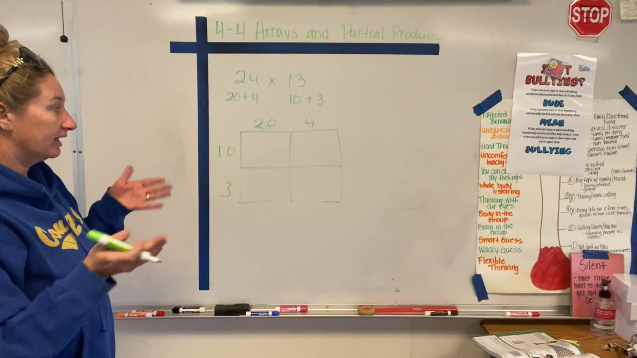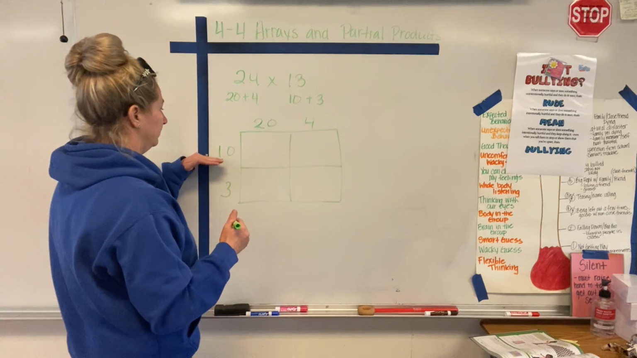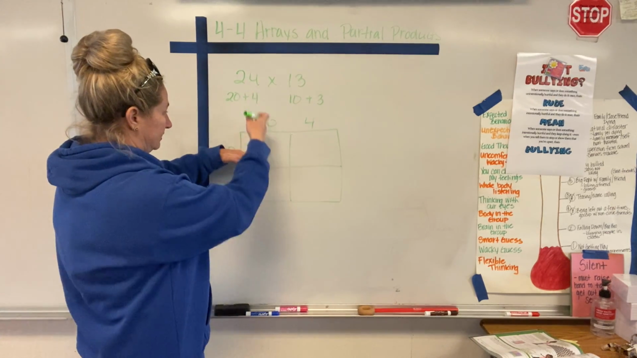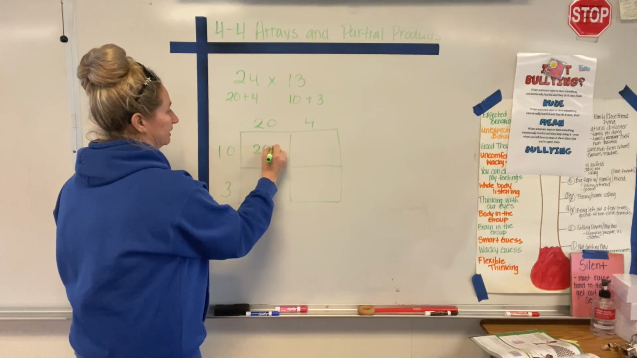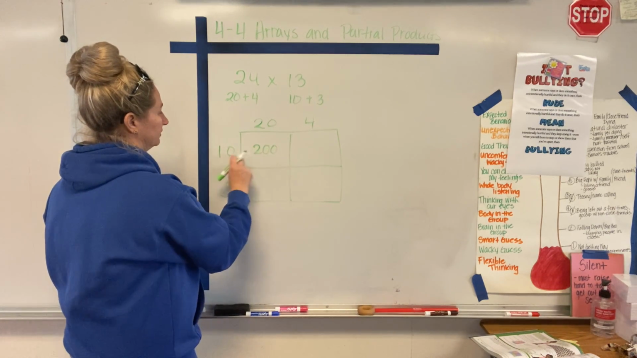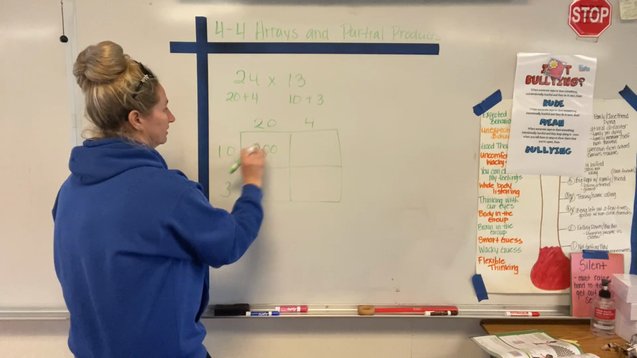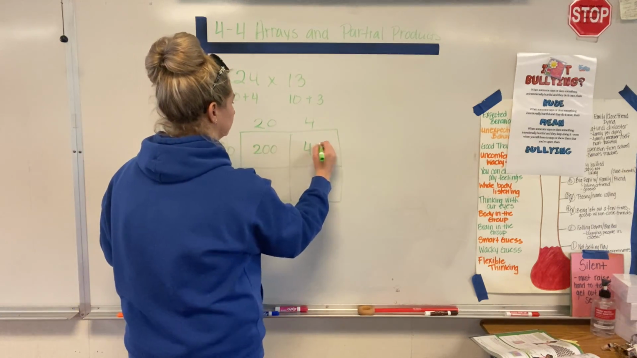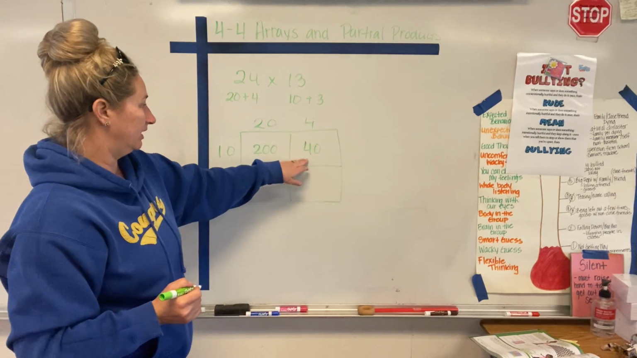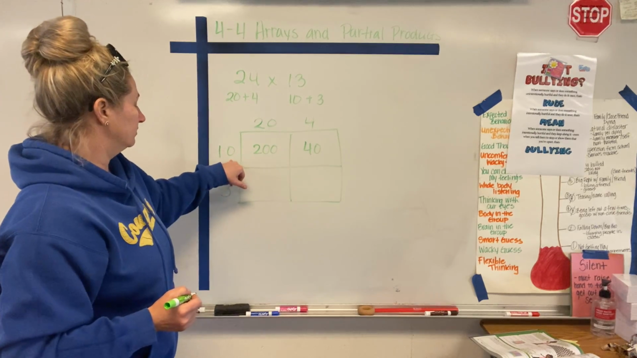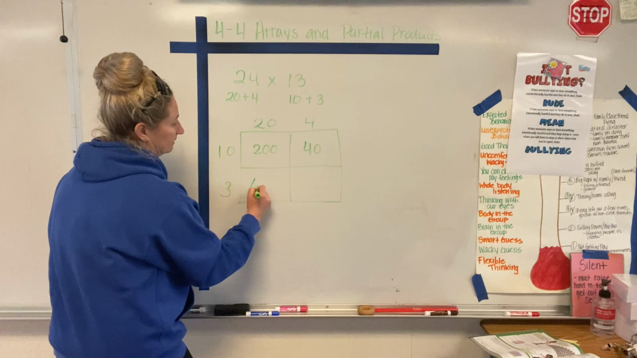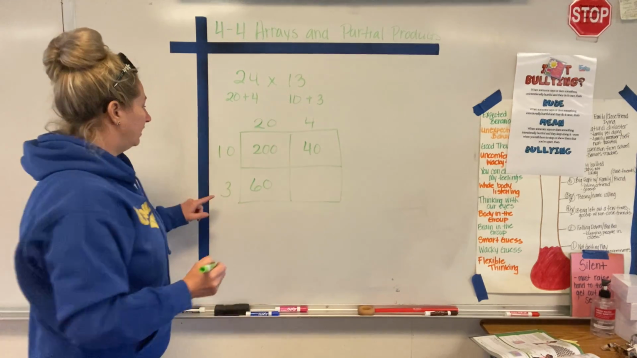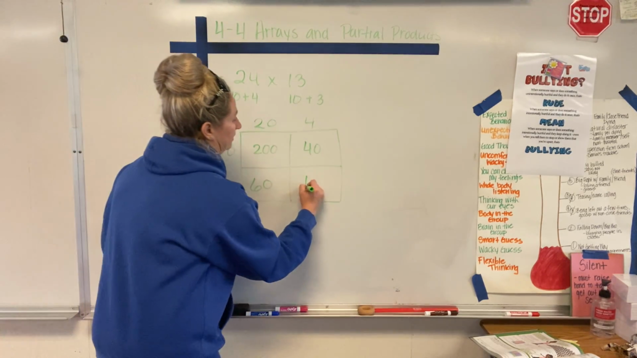And then I use it like a multiplication table where you multiply over and down. Okay, so it's going to be 10 and 20. That's 200 because 1 times 2 is 2 and the 2 zeros. 10 times 4 is 40. All right, so 1 times 4 is 4 and the 1 zero. So 3 times 2 is 6 and then the 0, so 60. And then 3 times 4 is 12.